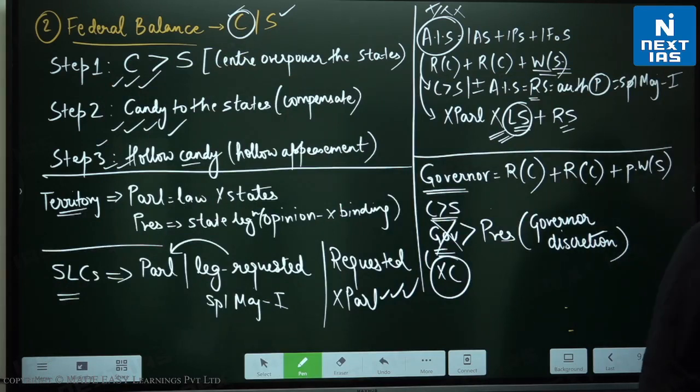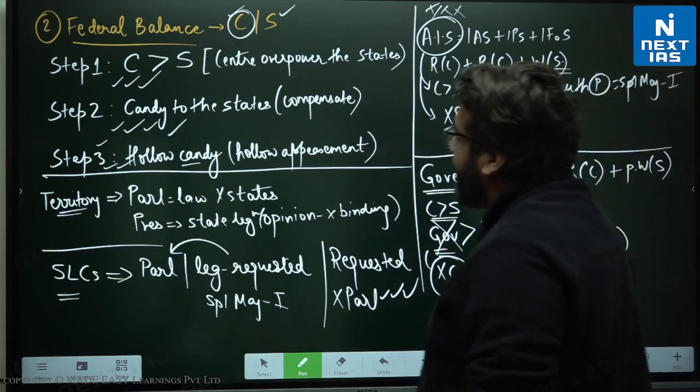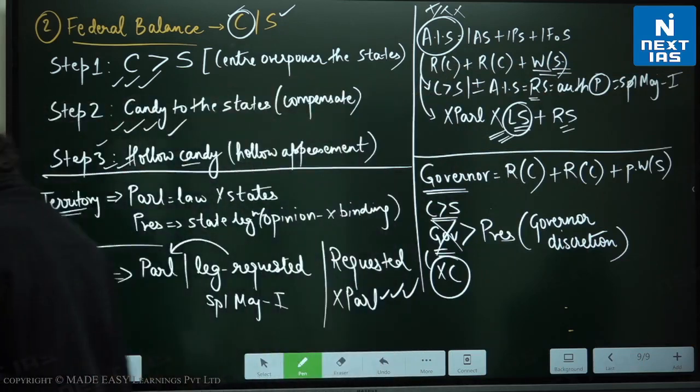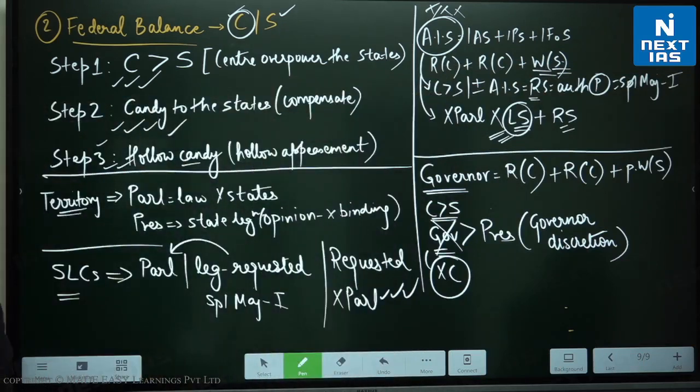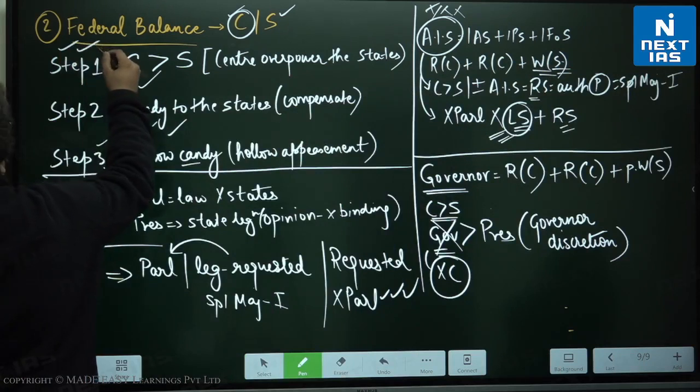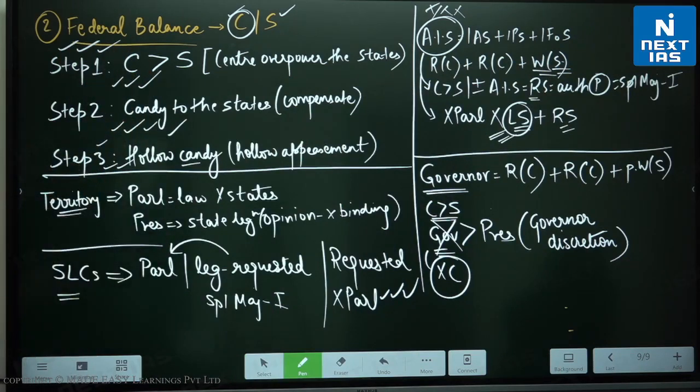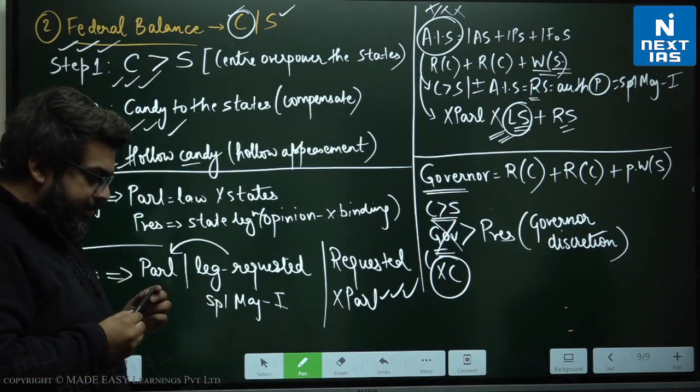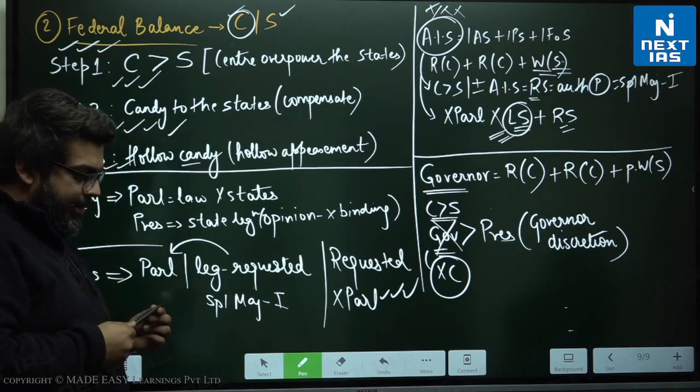Alright, understood this? Are we clear with this? This is rule number 2. This is your federal balance.